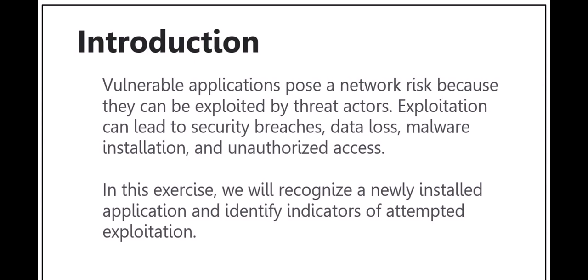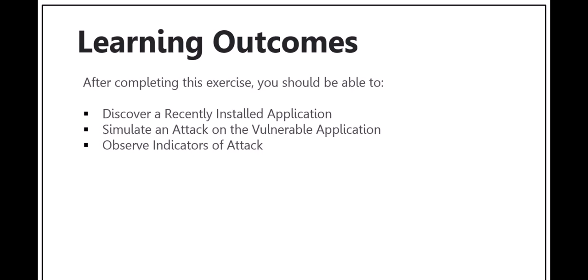Exercise 3, vulnerable applications. Introduction. Vulnerable applications pose a network risk because they can be exploited by the threat actors. Exploitation can lead to security breaches, data loss, malware installation, and unauthorized access. So in this exercise, we will recognize a newly installed application and identify the indicators of attempted exploitations. Learning outcomes. After completing this exercise, you should be able to discover recently installed applications, simulate an attack on the vulnerable application, and observe the indicators of attack as well.